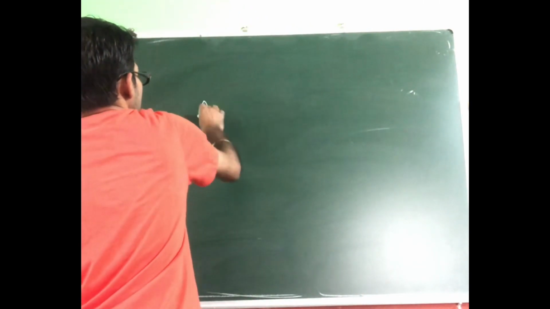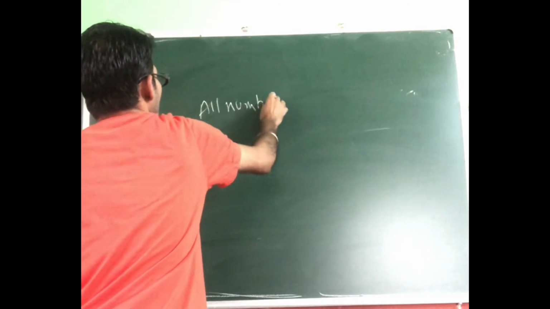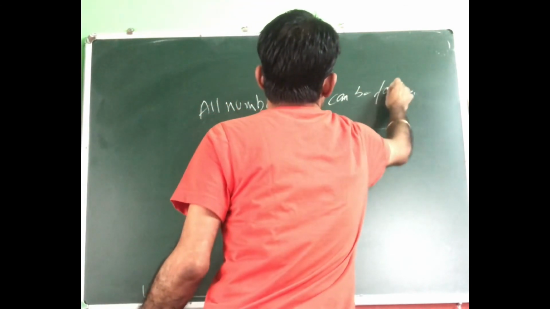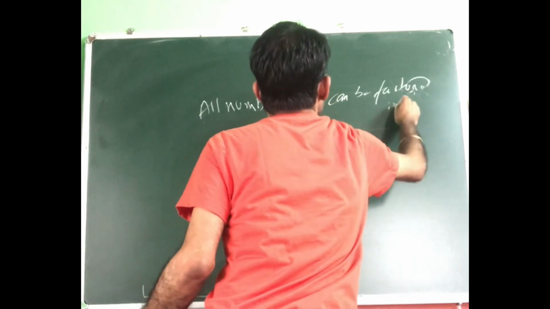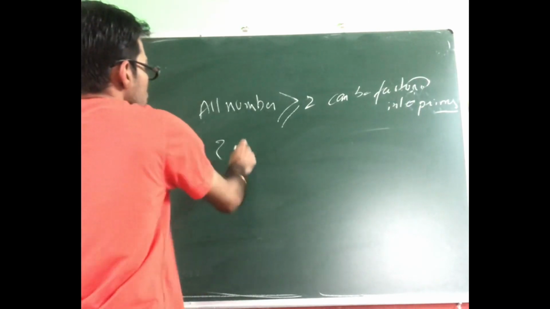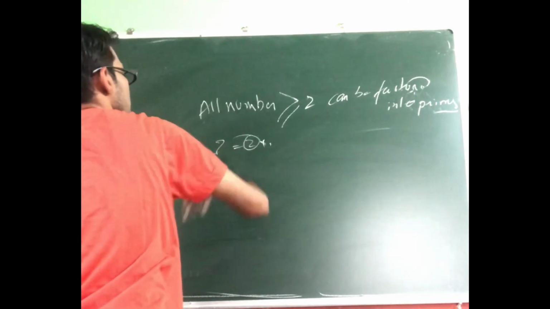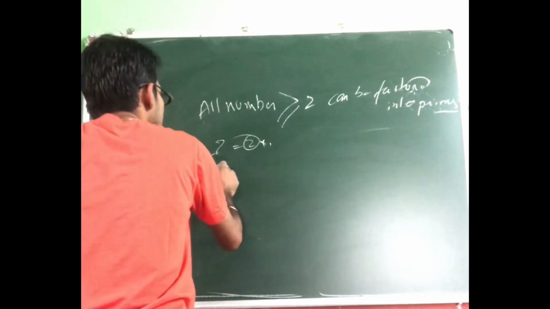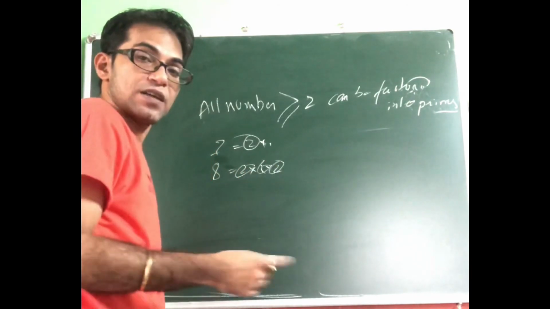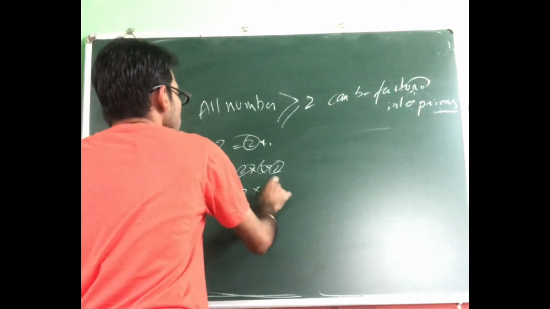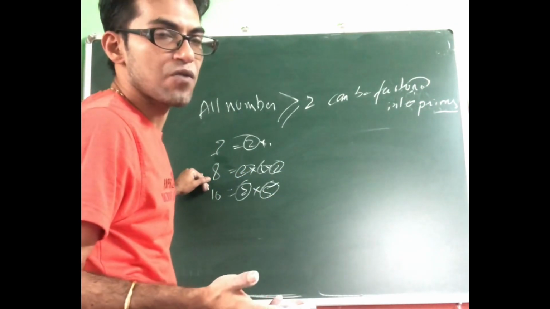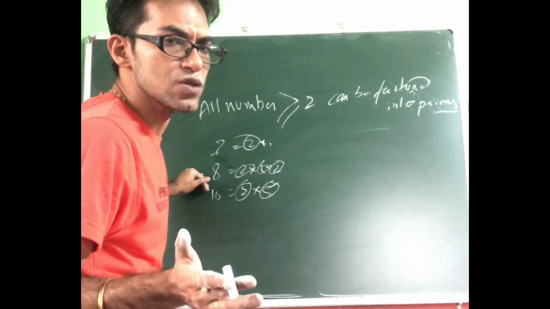So all numbers greater than or equal to 2 can be factored into primes. What I mean by this is, let's say if I got a 2, so I know it's 2 equal to 2 into 1, so I got a prime here. If I take 8, so 2 into 2 into 2, so prime again. If I take 10, 2 into 5, prime. So all numbers greater than 2 can be factored in terms of prime. That's what we are going to prove using induction.